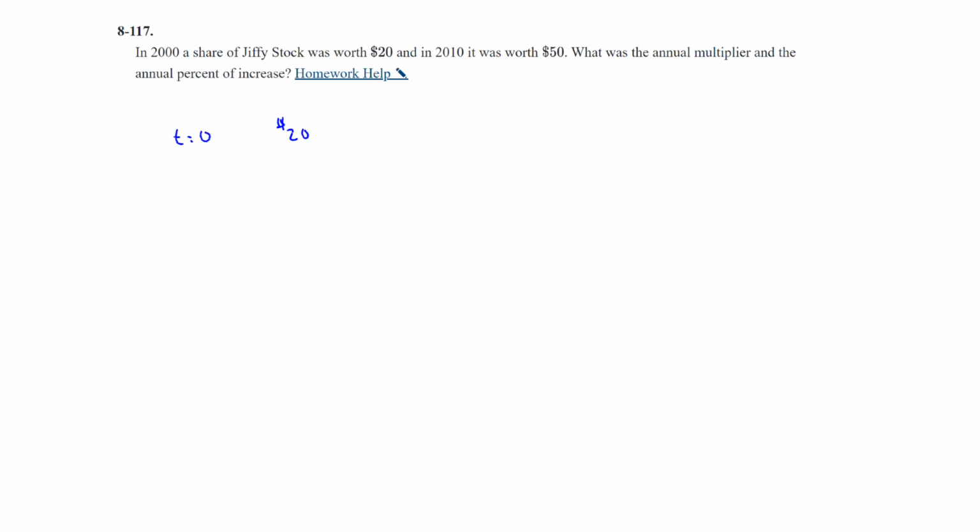In 2010, which would be at time 10, the stock was worth $50. All right, so we're trying to figure out what the multiplier is. So it's getting multiplied each time, times b, and it's going to keep doing this 10 times. So the equation that you could set up would be 20 times b to the 10th power, because there's a difference of 10 here, should be equal to 50.